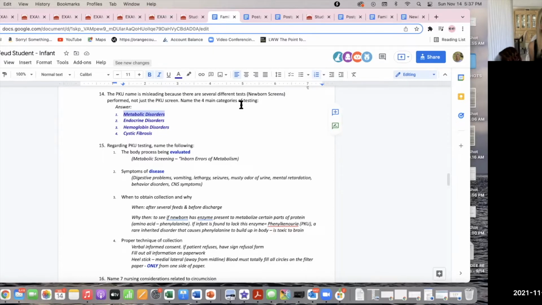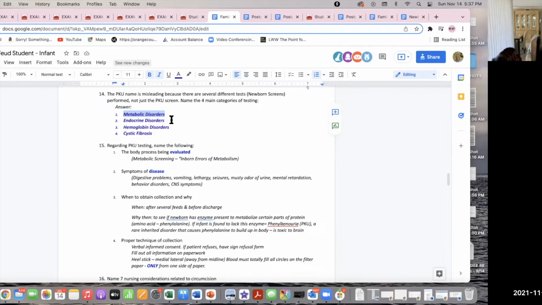And we know that if a baby does not have the enzyme to digest phenylalanine, and we give baby milk where there's phenylalanine in it, if their body can't metabolize it, it can give them brain damage.